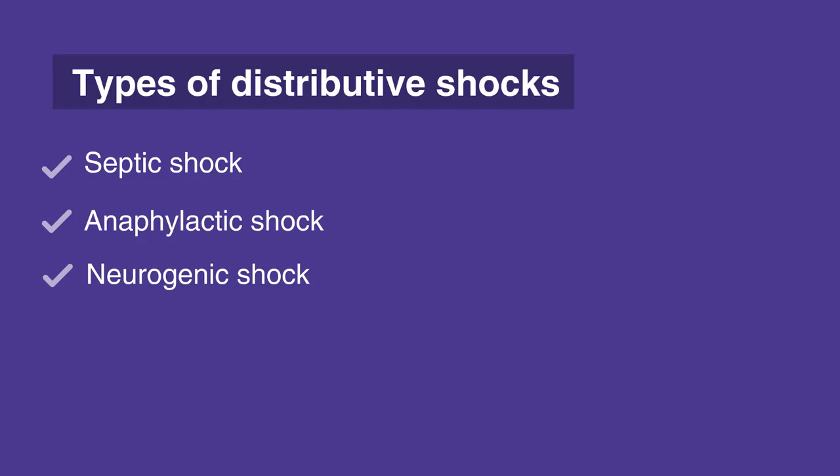In anaphylactic shock, there is a decreased preload, contractility varies, and the afterload is low in the left ventricle and high in the right ventricle. In neurogenic shock, there is decreased preload, normal contractility, and decreased afterload.